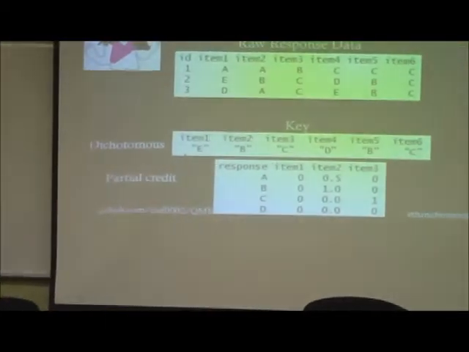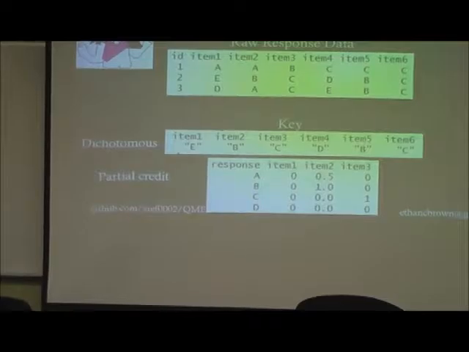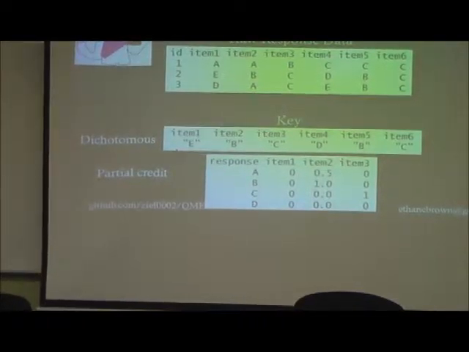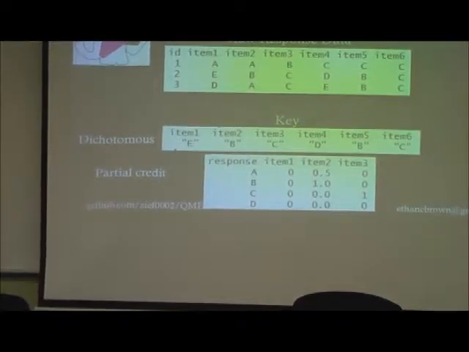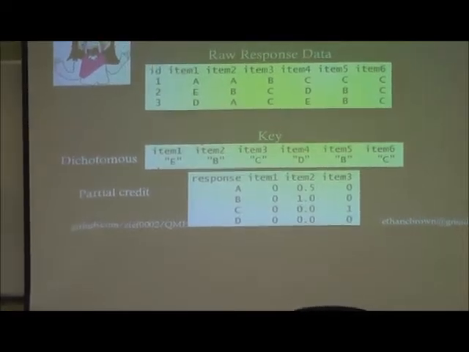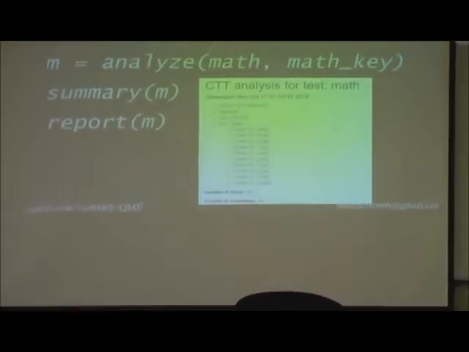Let's say item 1 is worth a full point and items 2 and 3 are each worth a half point. Would I just do that with 1.5 for 2, 1.5 for 3? I don't know if that would handle it. Okay, I was just curious. Yeah, you could experiment with that.